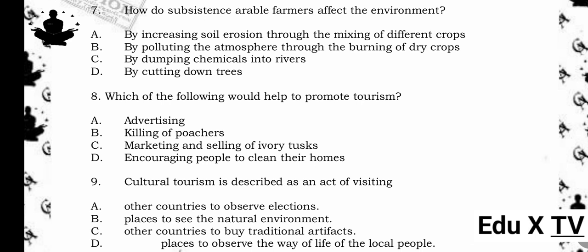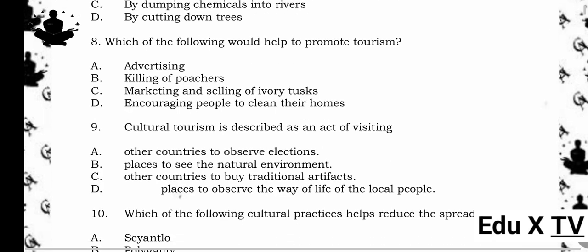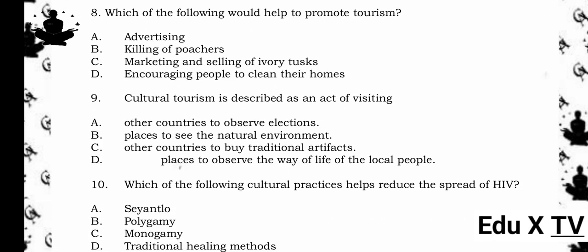7. How do subsistence arable farmers affect the environment? A. By increasing soil erosion through the mixing of different crops. B. By polluting the atmosphere through the burning of dry crops. C. By dumping chemicals into rivers. D. By cutting down trees. The answer is D. By cutting down trees. Reason being, farmers often clear land for cultivation, which leads to deforestation and environmental degradation.